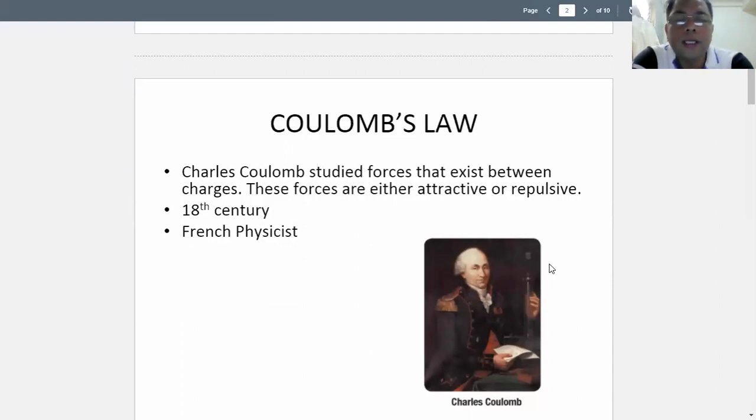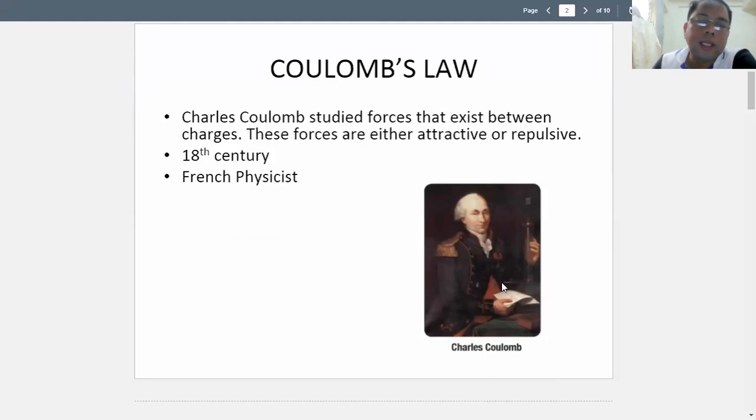He studied the forces that exist between two given charges, whether the charges are of opposite sign, like positive or negative, or whether they are of the same sign, like positive and positive or negative and negative. According to the basic law of electrostatics, these forces will either be an attractive or repulsive force existing between them.